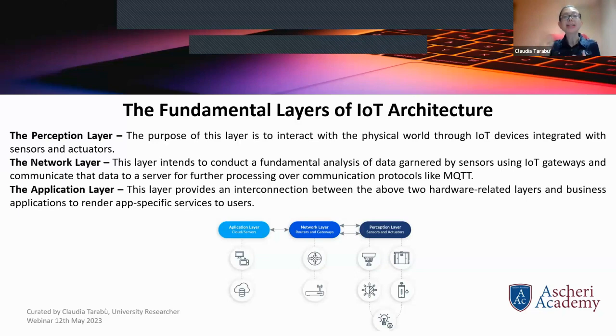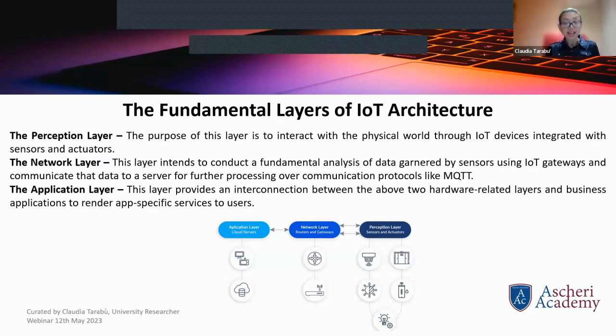communicating that data to a server for further processing, for further analysis, also we can say, over communication protocols like MQTT. Don't worry, because MQTT is an acronym that means the message queuing telemetry transport, but basically is a standard messaging protocol for the Internet of Things, so don't worry.